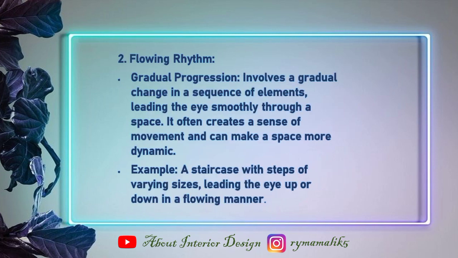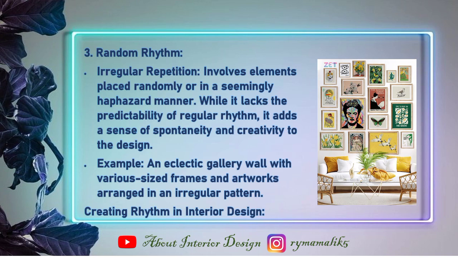2. Flowing rhythm. Gradual progression involves a gradual change in a sequence of elements, leading the eye smoothly through a space. It often creates a sense of movement and can make a space more dynamic. Example: a staircase with steps of varying sizes, leading the eye up or down in a flowing manner. 3. Random rhythm. Irregular repetition involves elements placed randomly or in a seemingly haphazard manner.